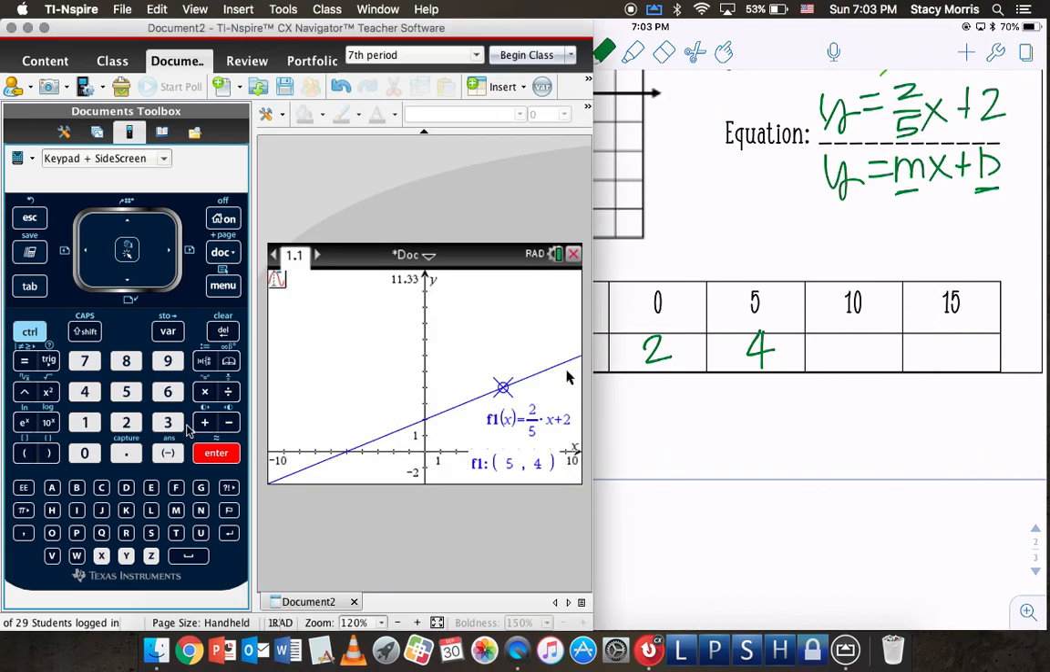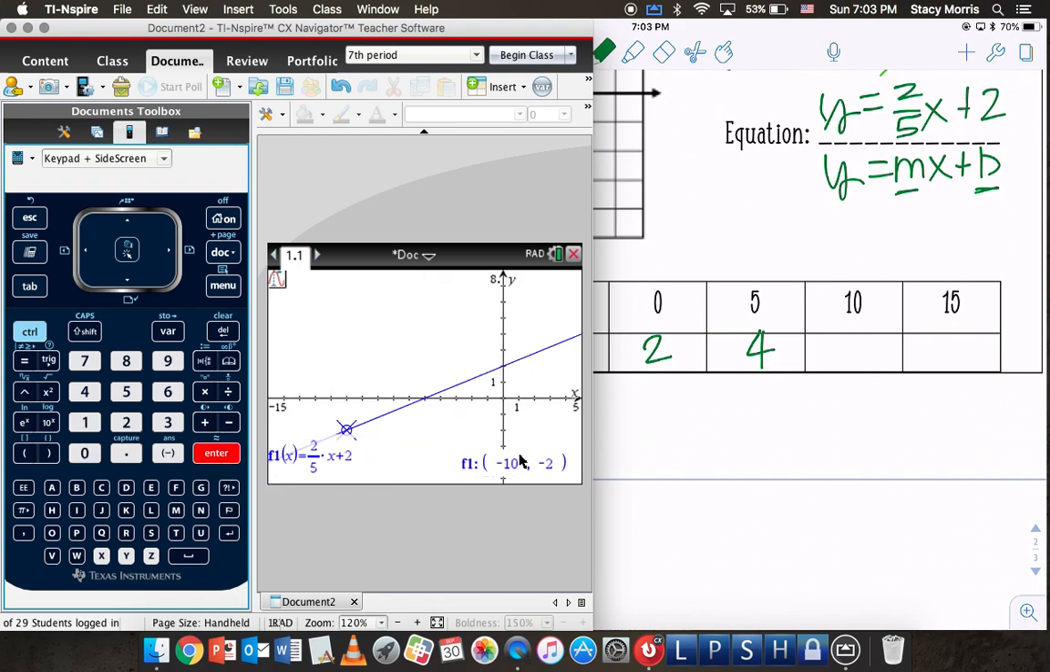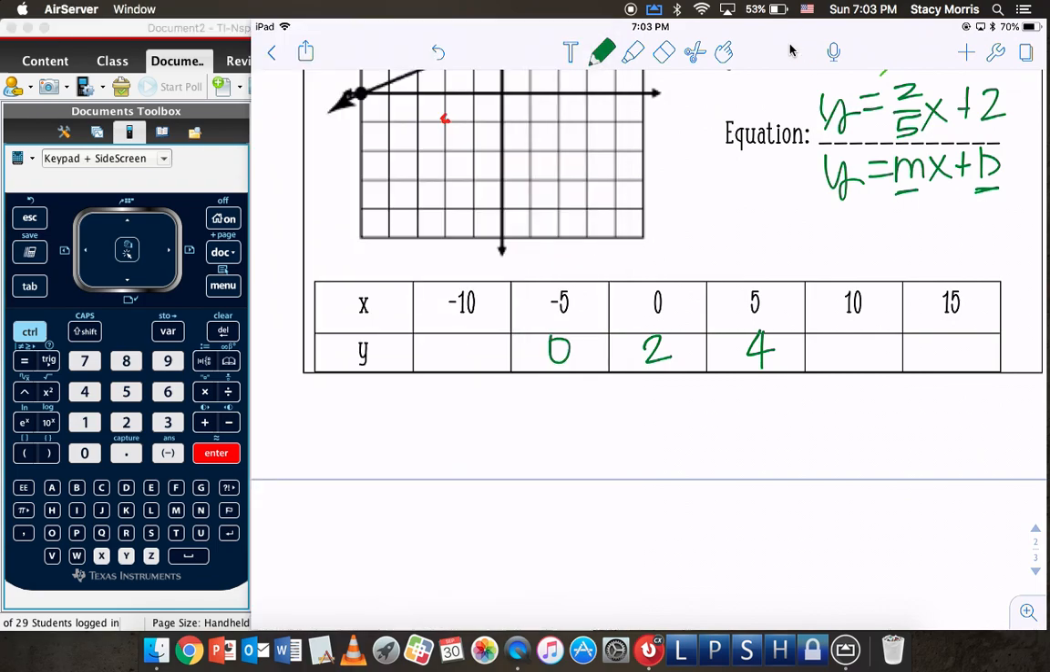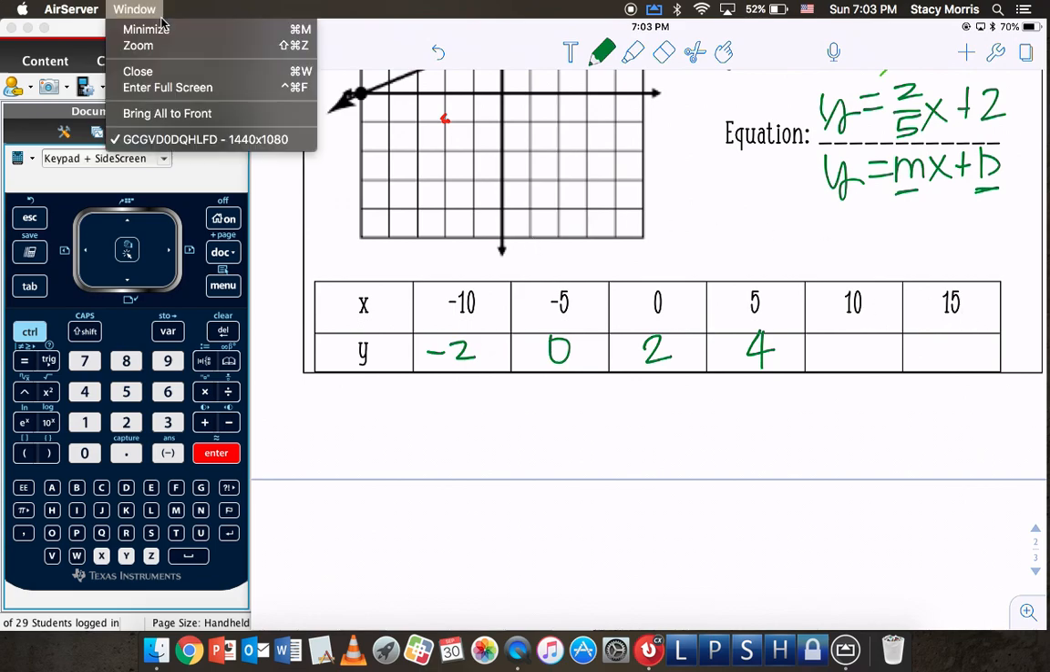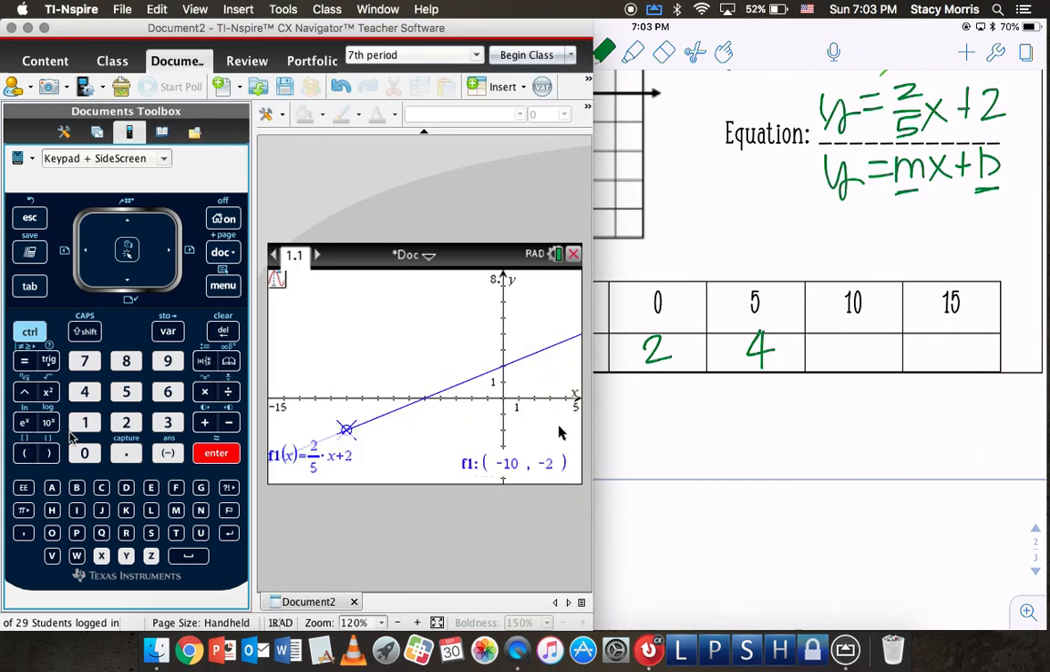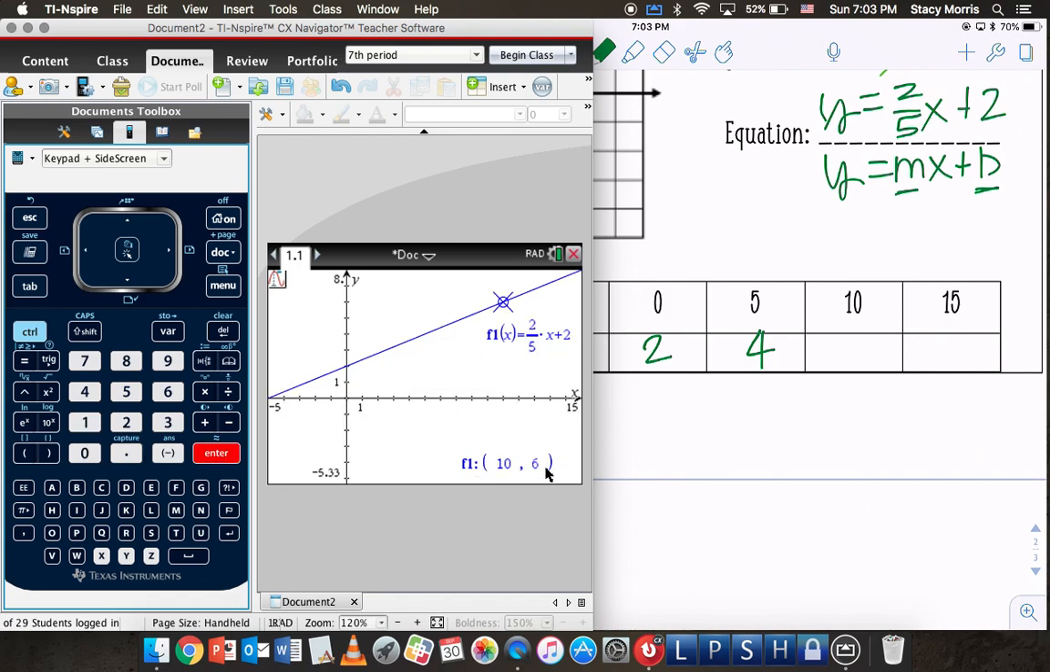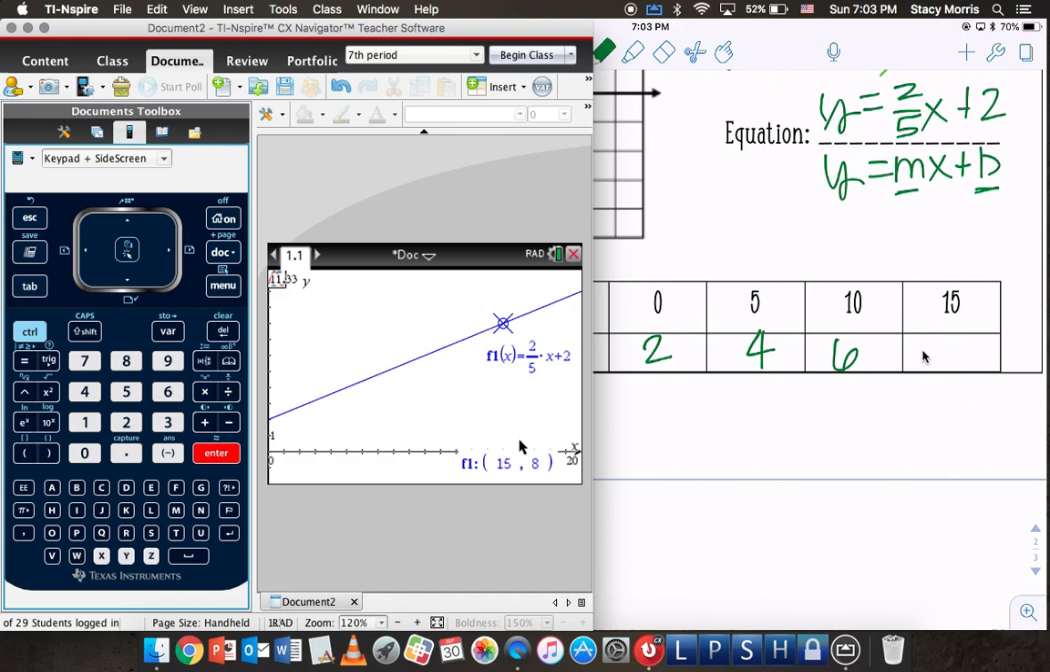So -10, so I'm just going to go back to my calculator. -10. I'm already tracing, so it'll automatically go there. Enter. -10 is at -2. So go back to my paper. -2. And then I want +10 and +15. So I'm just going to go back to my calculator. +10, enter, is at 6. So I'm going to write that on my paper, 10, 6. And then at 15, enter, 8.